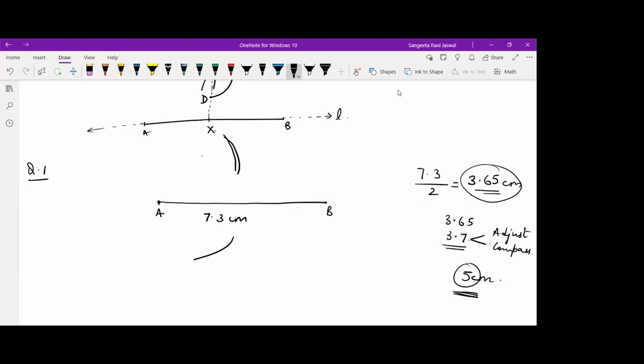Now in the next step, keep your compass pointer at B, okay, with center at B. Make another arc. Similarly, the arcs that you made now, same way you have to make arcs above the line and below the line, right? Like this, so that these two arcs should cut each other.